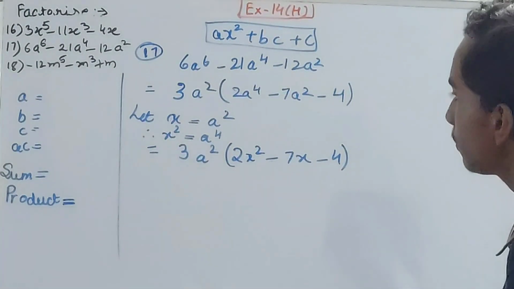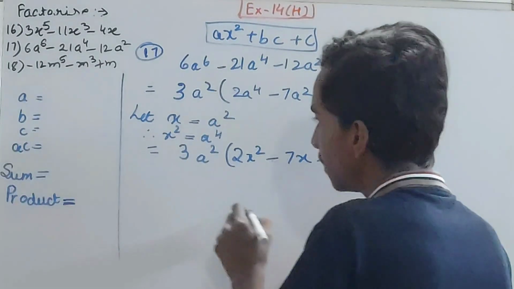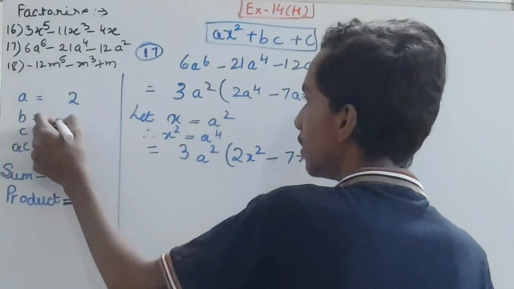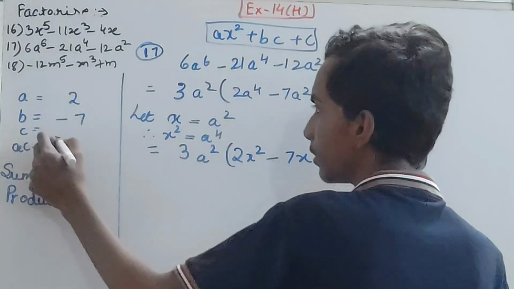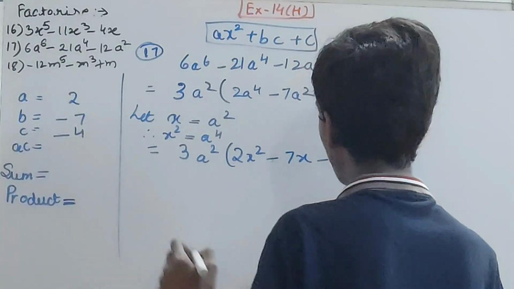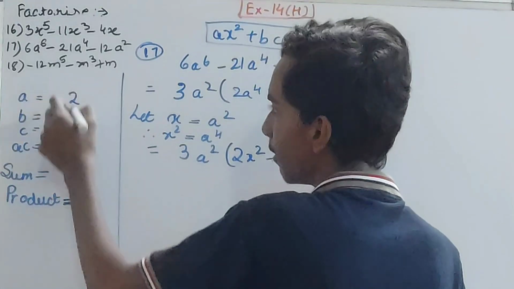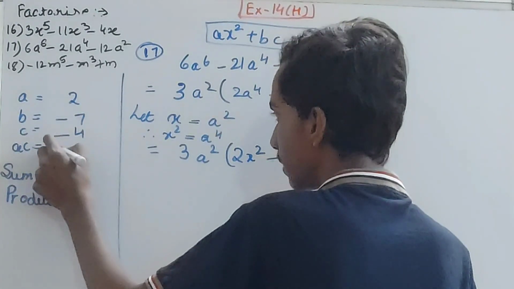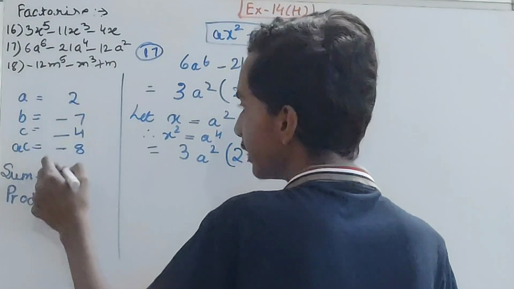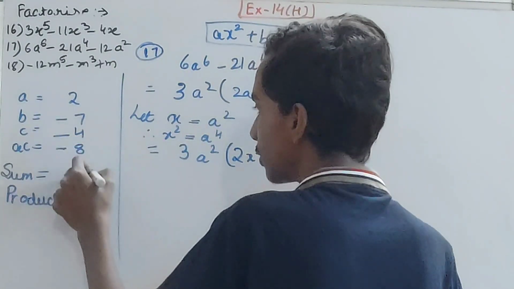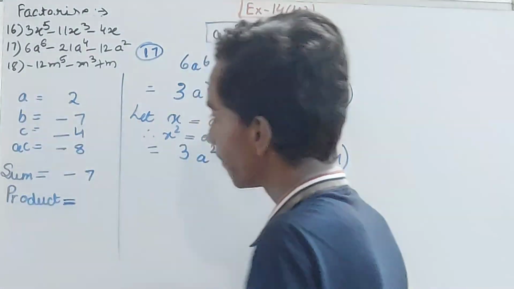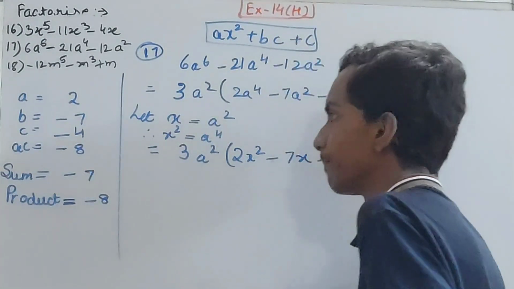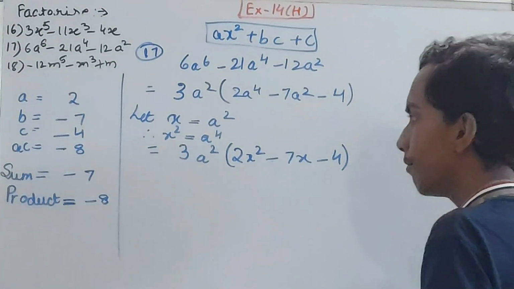Now see, you will write down the values. In place of a you will have 2, in place of b you will have minus 7, in place of c you will have minus 4. Okay, ac will be 4 into minus 2, that is minus 4 into plus 2, that is minus 8. So your sum has to be the value of minus 7 here, okay? And your product has to be the value of minus 8. Clear? These two conditions are clear. Now we can further break them down.